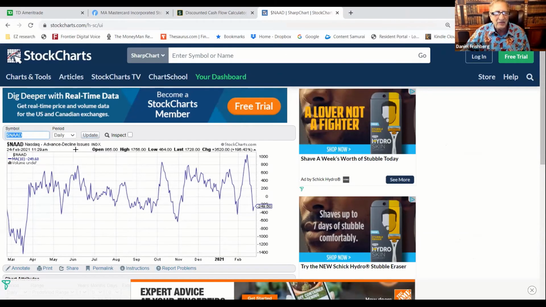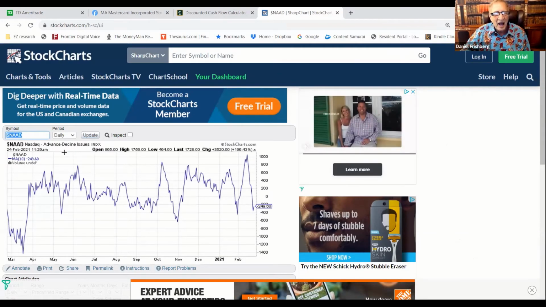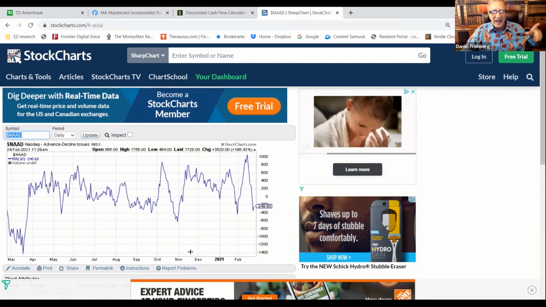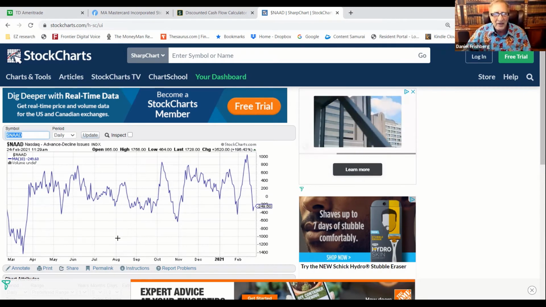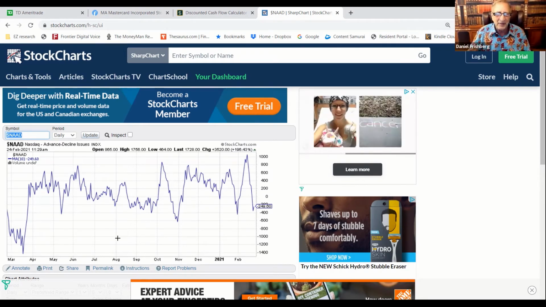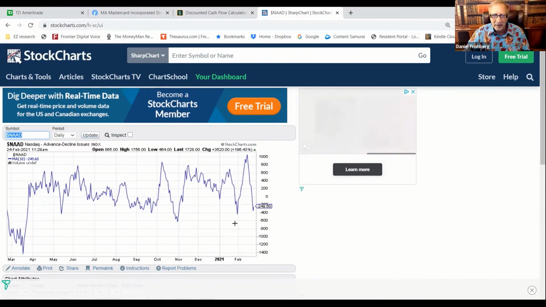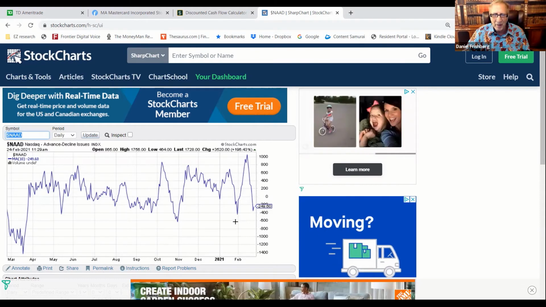This is the NASDAQ's advanced decline oscillator with a 10-day moving average, taking out the confusing daily moves up and down, and smoothing it out with a 10-day moving average so that you can make sense out of it.